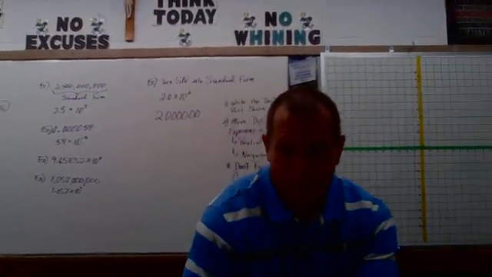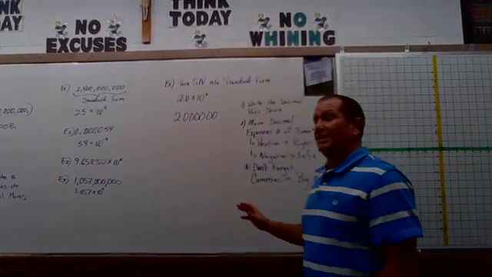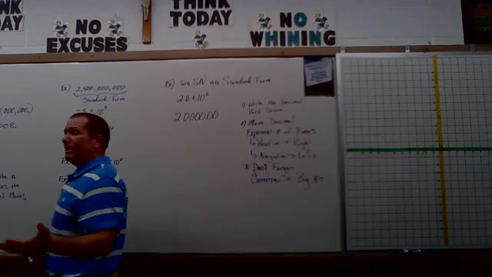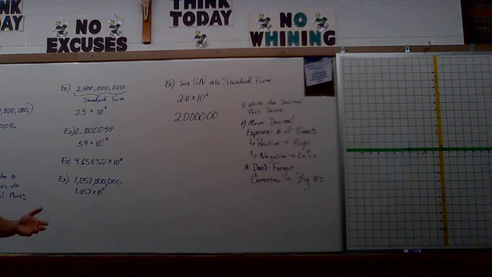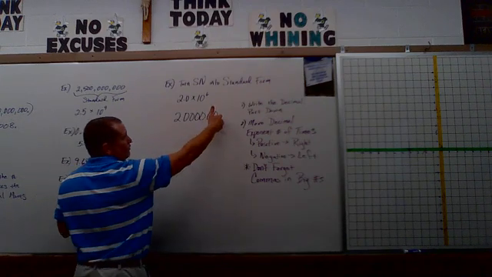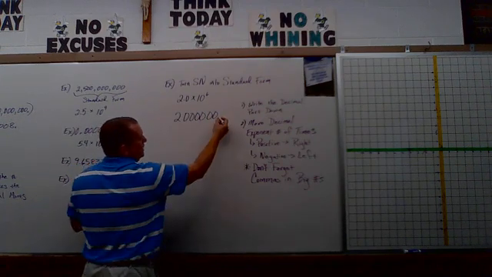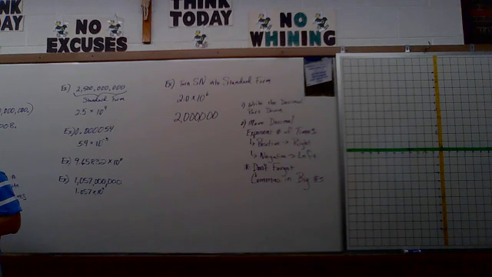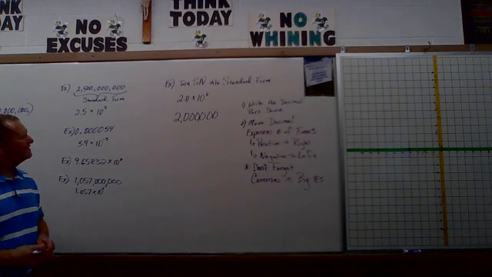So, do I need commas in this answer? Yes. So again, how do I figure out where my commas go? Every 3 numbers. Always start at my decimal though, right? And then count every 3 numbers. So this number is what? 6 million. How much? How about 2 million? 6 million?